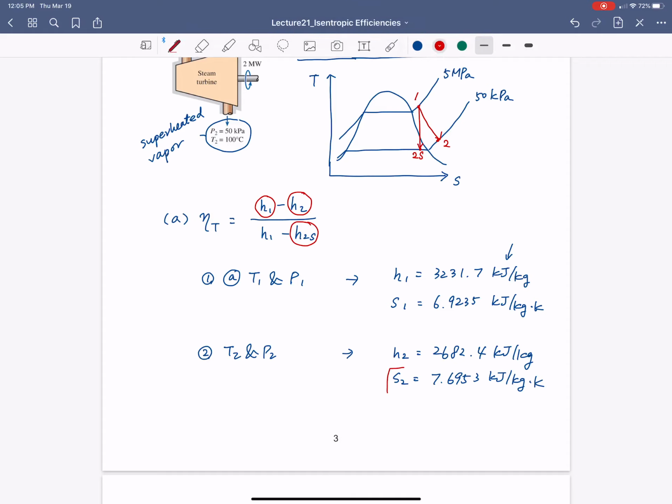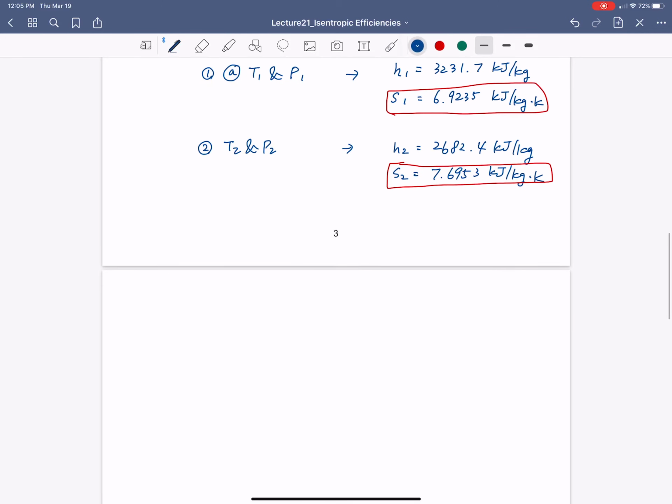Now, we can see that this entropy value at the exit is bigger than the entropy of the inlet, so it totally makes sense. Then how about H2S? How can you calculate it? Okay. So again, this H2S is the exit enthalpy when your turbine is ideal, meaning that when your turbine has an isentropic process.